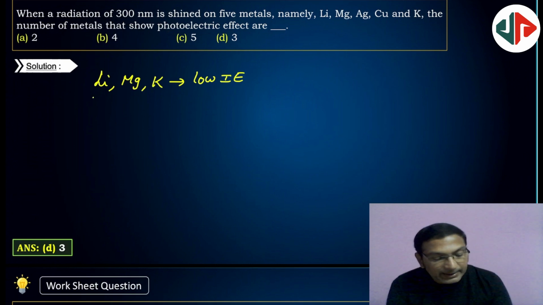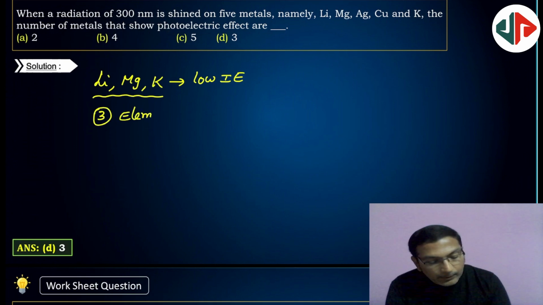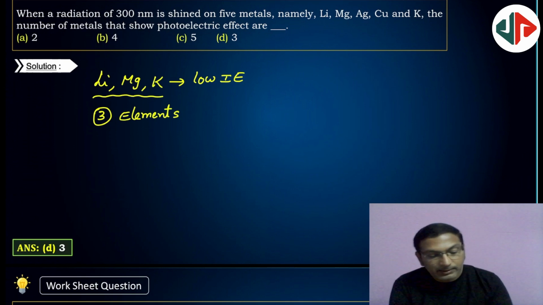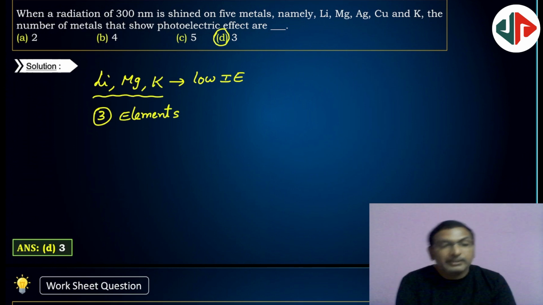Therefore, these three elements can exhibit photoelectric effect. Here we have to compare ionization energy. So among lithium, magnesium, silver, copper and potassium, lithium, magnesium, potassium have low ionization energy values. Therefore, they can eject electrons from their surface. Therefore, answer will be 3. 3 metals can show photoelectric effect.